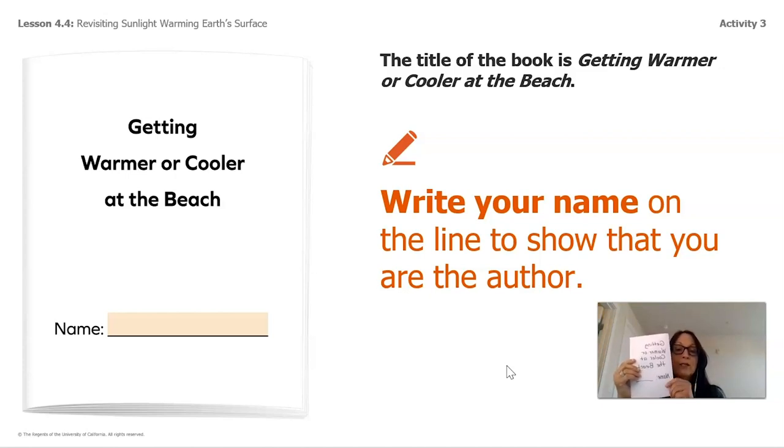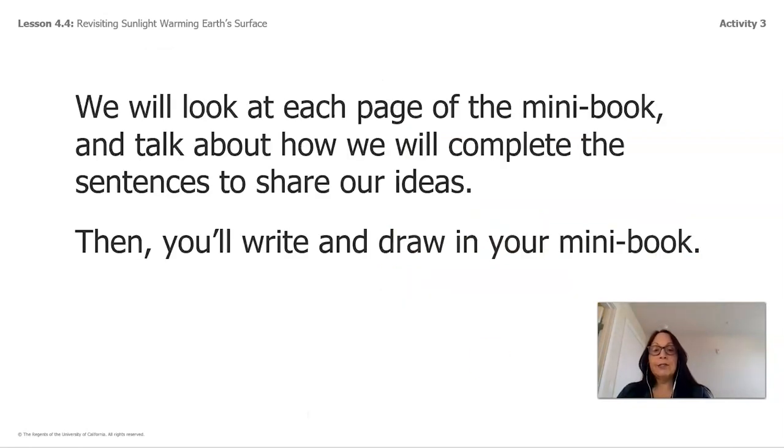All right. So again, the title is Getting Warmer or Cooler at the Beach. And we're going to be looking at different words and different ways in which we can give information in our book. All right, let's continue. We will look at each page of the mini book and talk about how we will complete the sentences to share our ideas. Then you'll write and draw in your mini book.